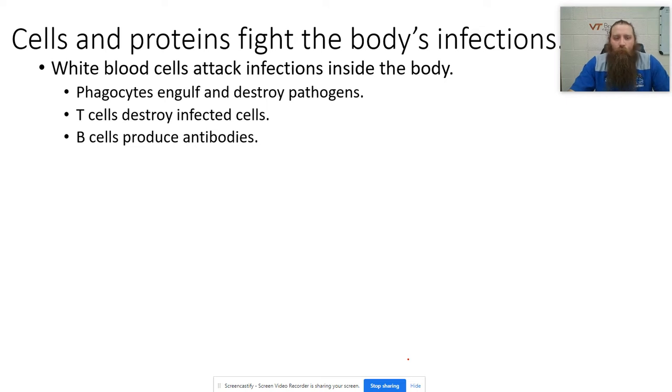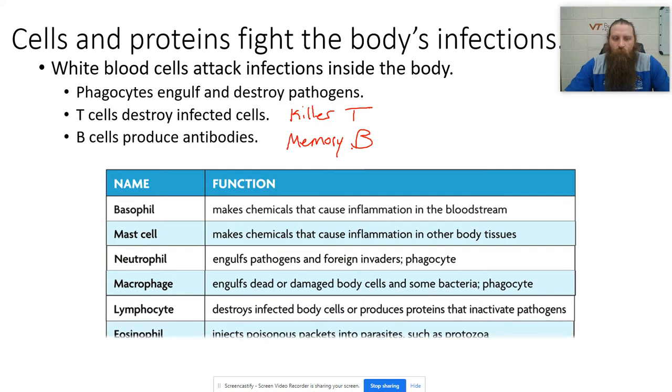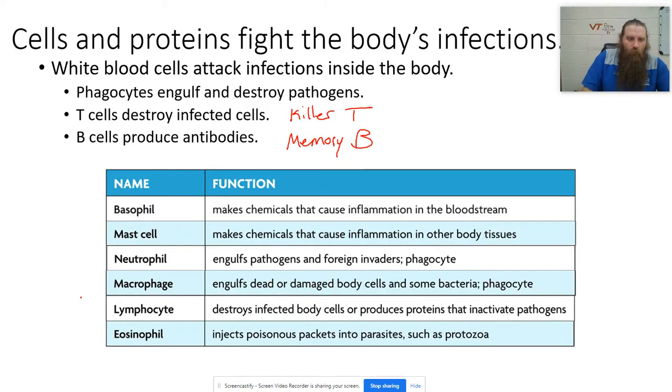And a B cell is going to produce an antibody. Now, a T cell is often called a killer T cell. And a B cell is often called a memory B cell. And we'll see why shortly. Now, there are a lot of different names for the cells that we find in the immune system and in the bloodstream. These are just some of them. You can kind of look through them. Oh, go back. A phagocyte is an example of a macrophage.